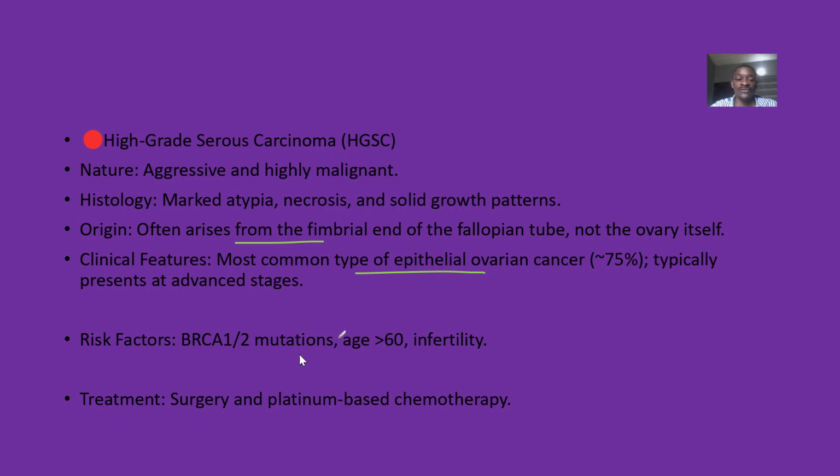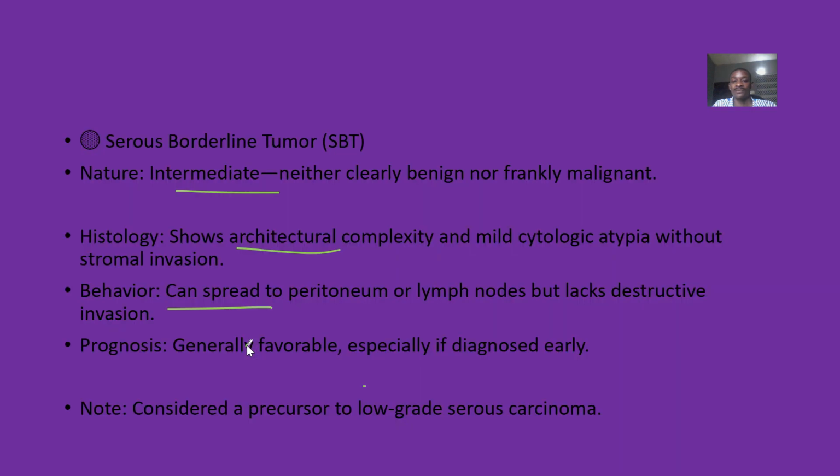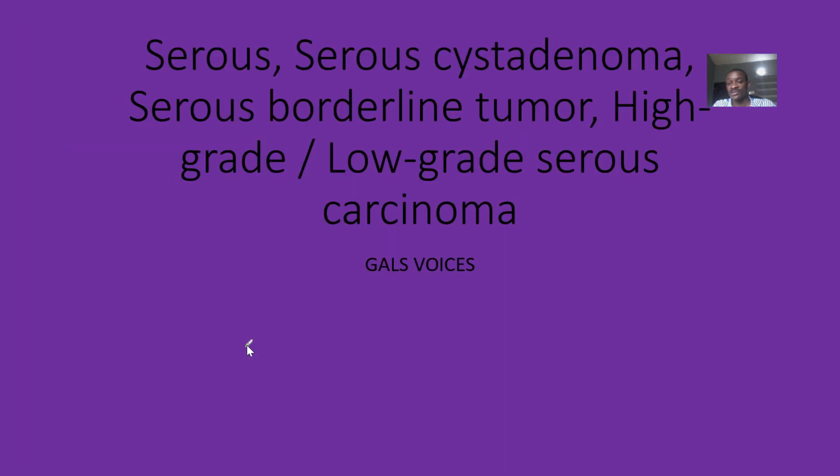All right. Risk factors: if somebody has a BRCA1 or BRCA2 gene mutation, or your age is about 60, or you have never ever given birth in your life. Okay, it's high risk. Treatment is surgery, then also chemotherapy. So this is it for the series of the serous type of ovarian tumors.